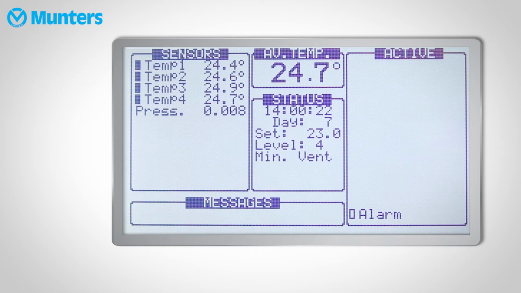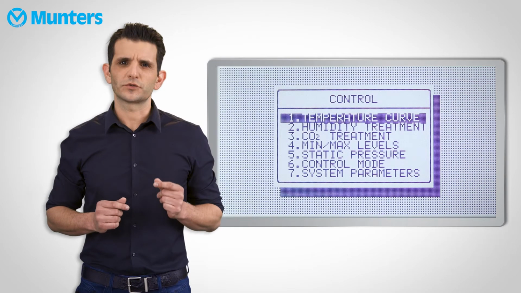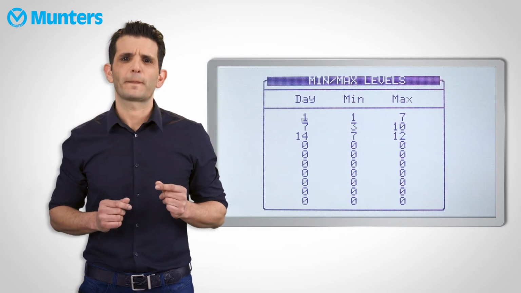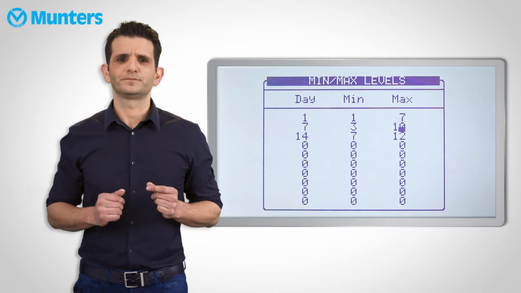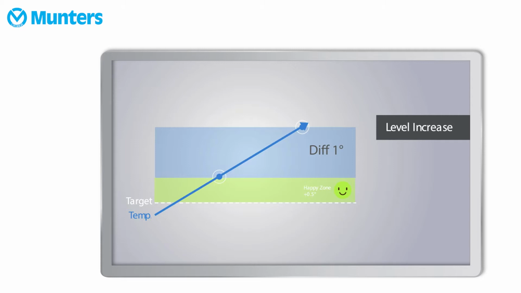To increase the maximum, press the menu button and go to Control menu. In Control, select Min-Max levels and scroll to the appropriate day. Now simply change the maximum. Another reason is the wind-chill differential. Remember that if you have a differential defined in the next level, this means that the controller would only increase a level when the temperature goes above target or tunnel plus differential.